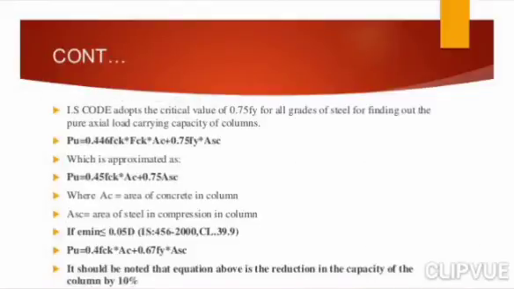The IS code adopts the critical value of 0.75 fy for all grades of steel for finding out the pure axial load carrying capacity of the columns. Pu is equal to 0.446 fck into Ac plus 0.75 fy into Asc, which is approximated as Pu equal to 0.45 fck into Ac plus 0.75 fy into Asc, where Ac is the area of concrete in the column and Asc is the area of steel in compression in the column. If e minimum is less than or equal to 0.05 D, Pu is equal to 0.4 fck into Ac plus 0.67 fy into Asc.